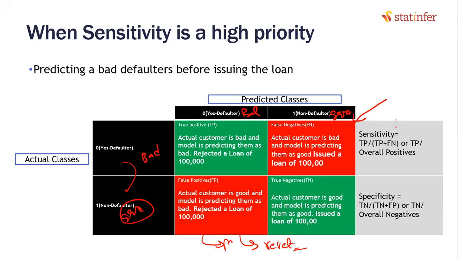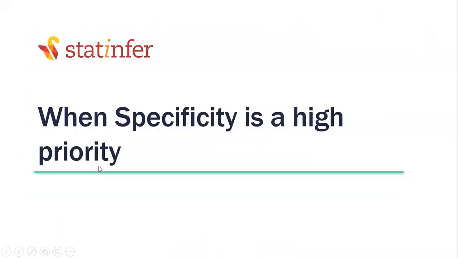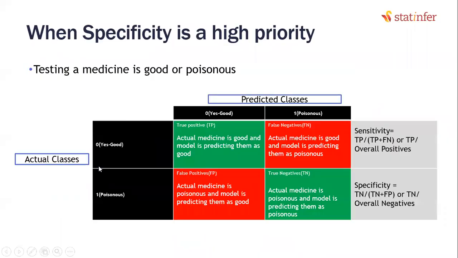Depending on the business, sometimes this class is important, sometimes that class is important. Let us take one more example. You're testing whether a medicine is good or poisonous. 0 means the medicine is good. 1 means the medicine is poisonous. Predicting good medicine as good medicine, that is good. Predicting poisonous as poisonous, that is good. Now this is one type of error. Medicine is actually good, but you have predicted it as poisonous. That is one type of error. That means you're not going to recommend that medicine.